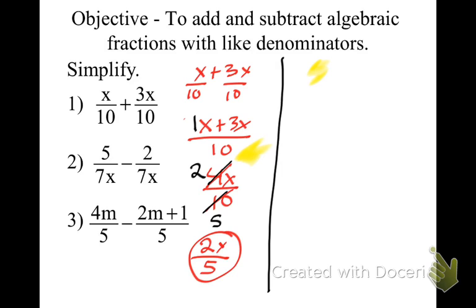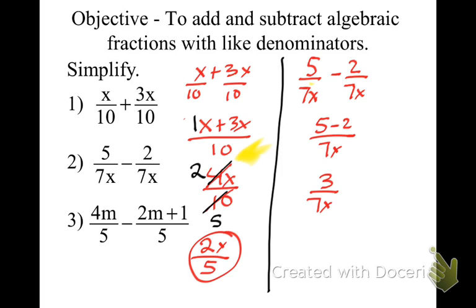So if I have 5 over 7x minus 2 over 7x, we can jump right to the 5 minus 2 over 7x, and what does it simplify to? Jesse? 7 over 7x. No, 5 minus 2. Sorry, 3 over 7x. And can that be reduced? No. So that is our final answer.